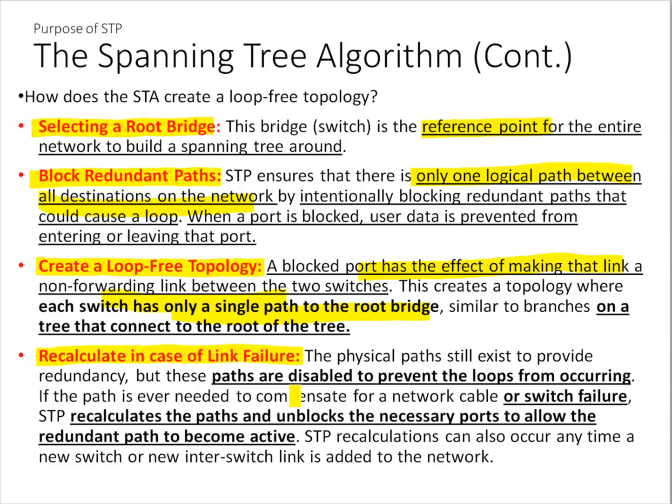If you want, I can repeat it in a few words. Let me summarize. First thing, selecting a root bridge in your topology diagram. Just assume we have 4 switches. In those 4 switches, one will be selected as the root bridge. The second step, from the root bridge to all the nodes, you have to identify the paths. There should be only one logical path. If more than one path is available, the second path and third path should be closed.